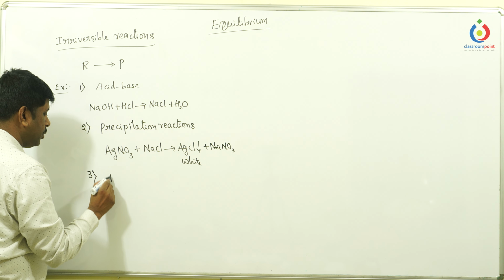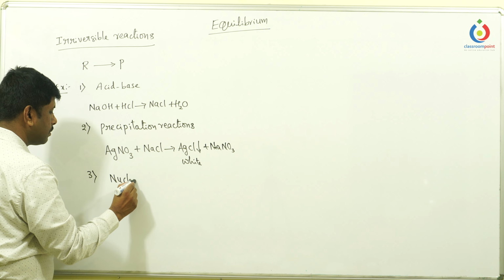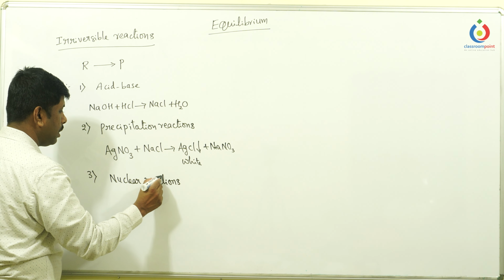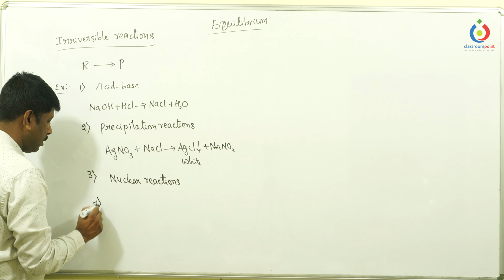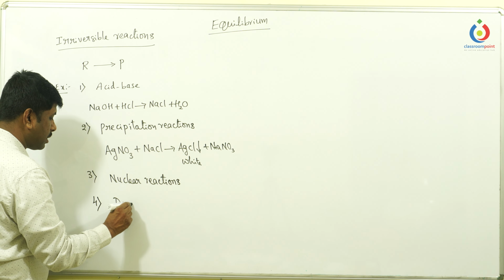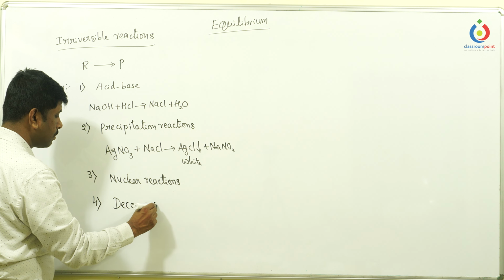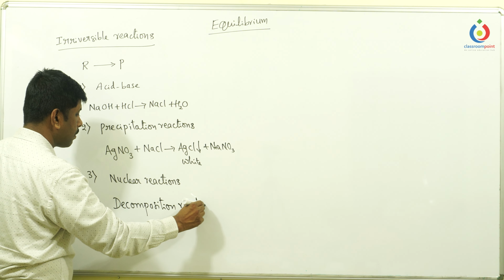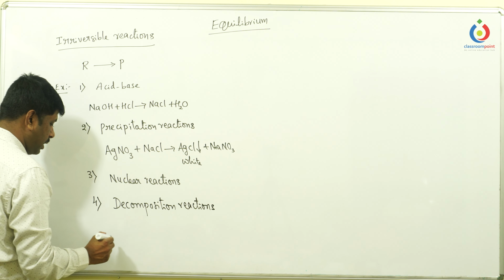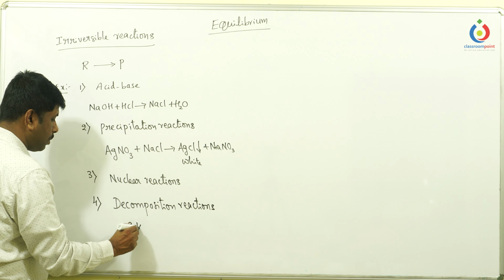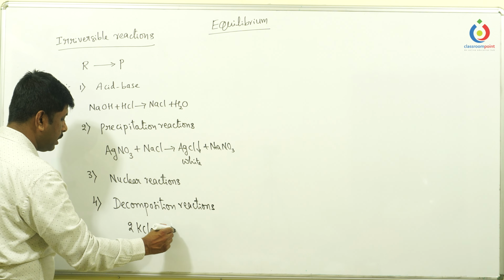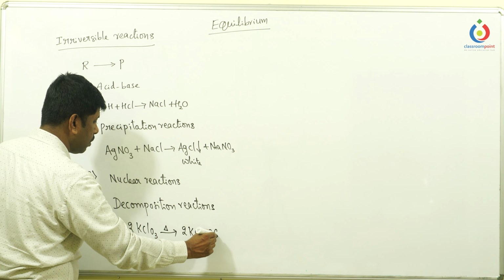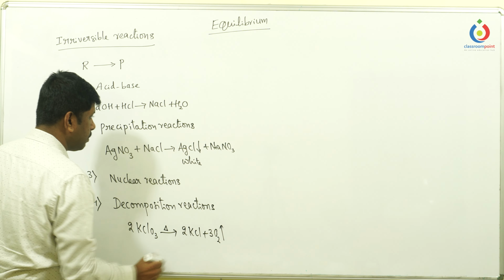And another category is nuclear reactions. Nuclear explosions are also irreversible in nature. Next one is some decomposition reactions also. Decomposition reactions. Example, potassium chlorate 2KClO3. If it is decomposed, it gives potassium chloride plus oxygen. So these are all irreversible reactions.